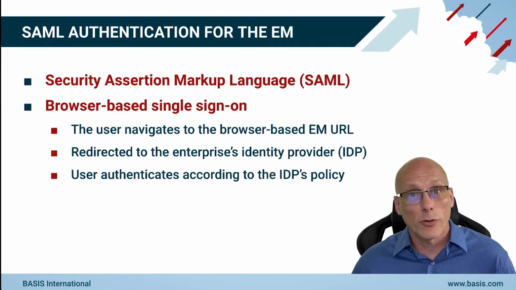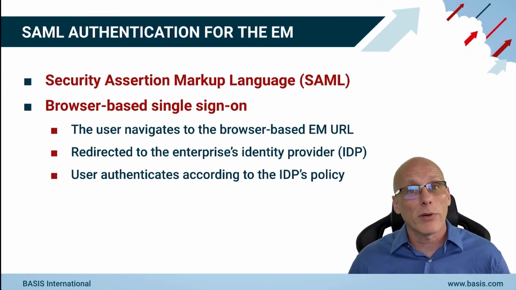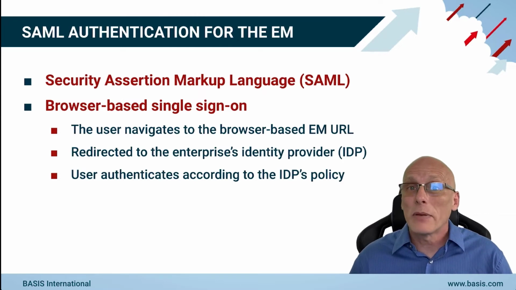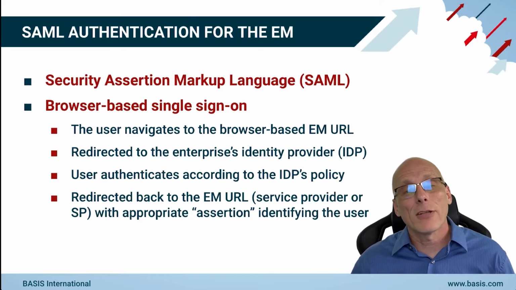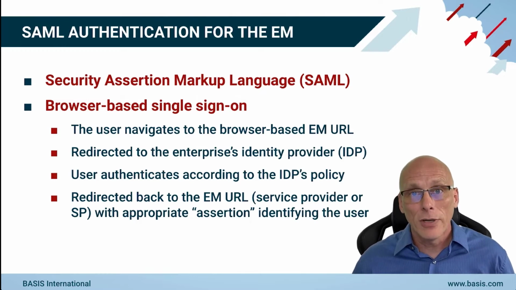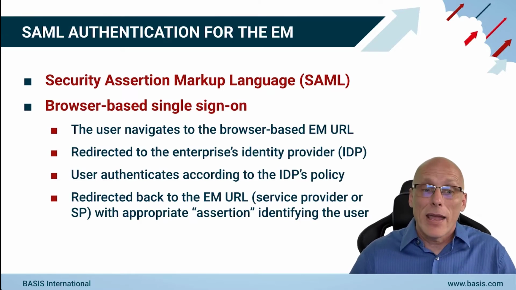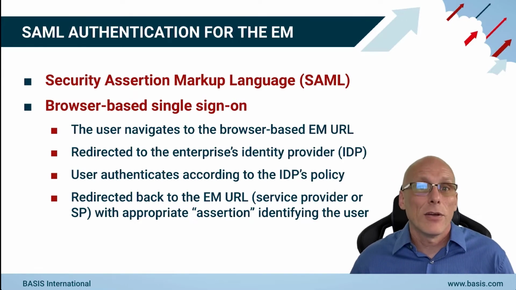according to that identity provider's policy. And again, that could be a username and password. It could be a challenge question, a fingerprint scan, a retina scan, whatever it is that you've decided you want to use for authentication. That would be done at the identity provider. Then the identity provider redirects them back to the Enterprise Manager URL. The Enterprise Manager, in this case, is what's called the service provider. And if you're familiar with SAML, then these terms make sense. If not, you can go read up on that. But BBJ Enterprise Manager is the service provider. It's passed an appropriate, what's called an assertion. And this assertion identifies who that user is.